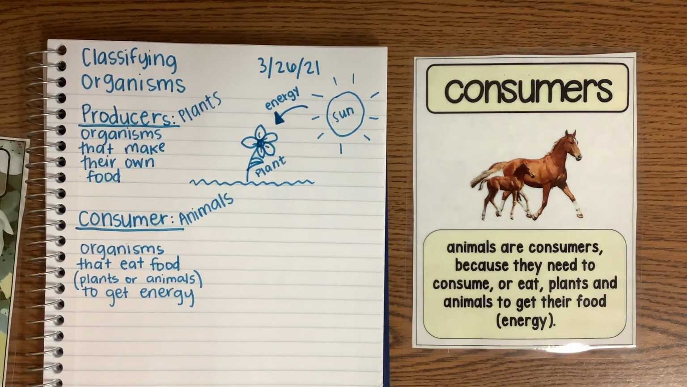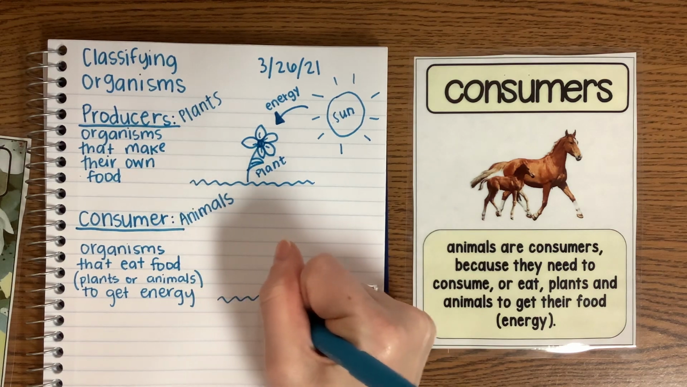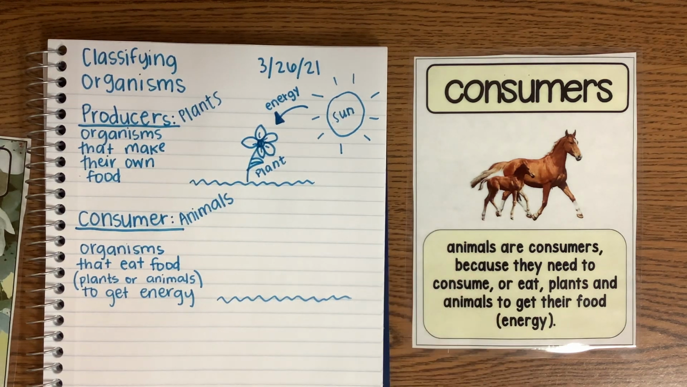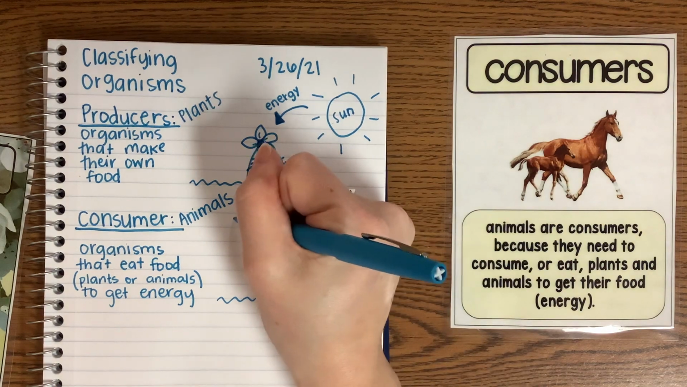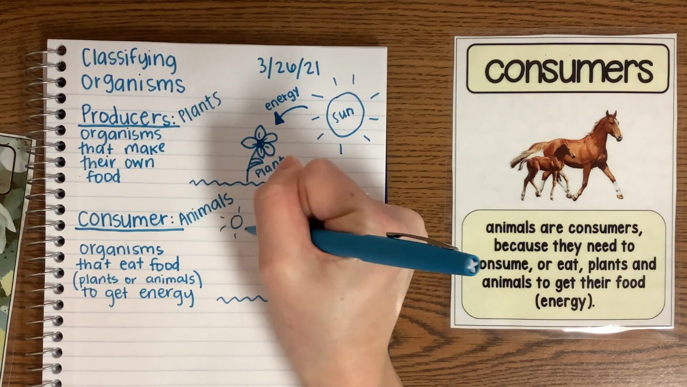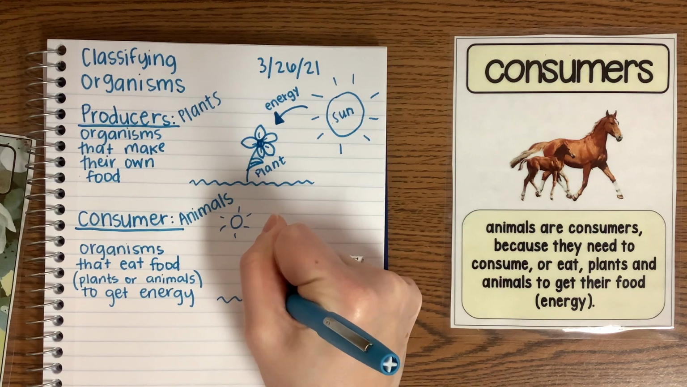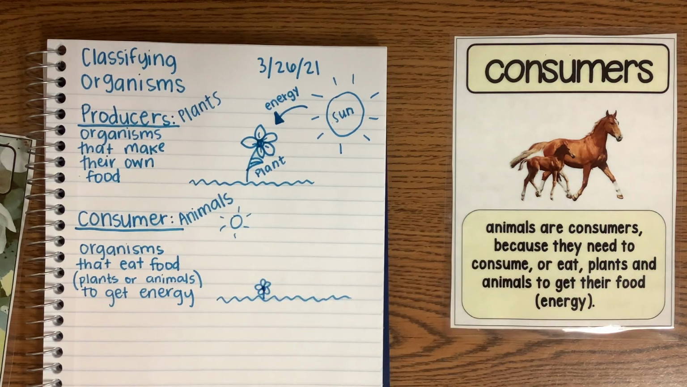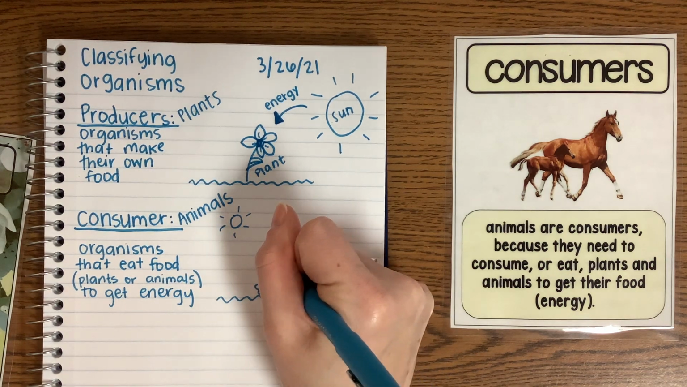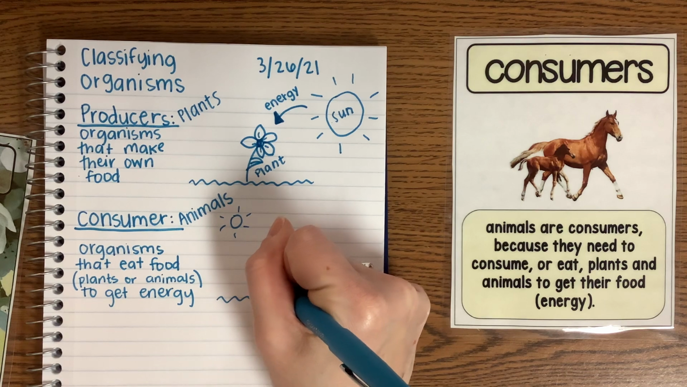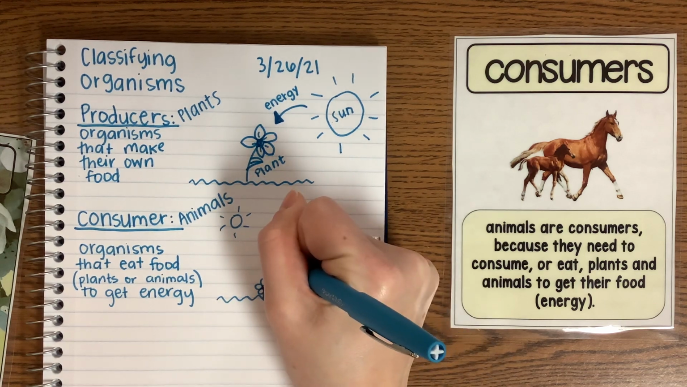Producers and consumers. So we're going to draw another picture. So I still have my grass here. Still going to draw the sun. It's going to be a lot smaller this time though. And I'm going to draw a plant. But this time, I'm going to draw an animal eating a plant. Okay, I don't know how good this is going to be, so bear with me. I'm going to draw his head. He's eating the plant.